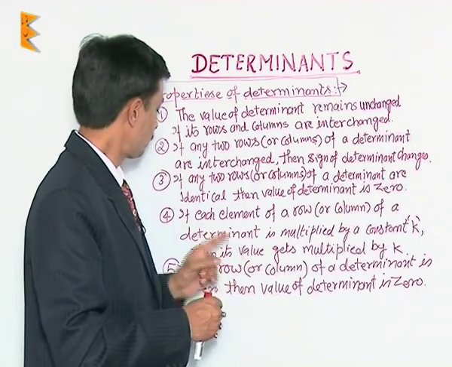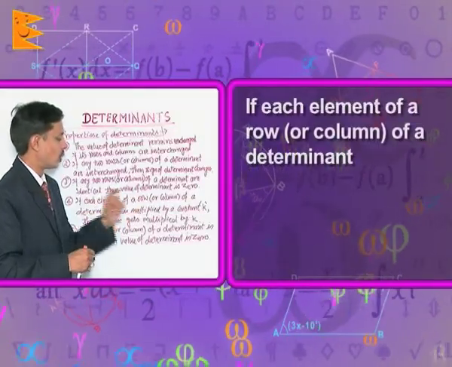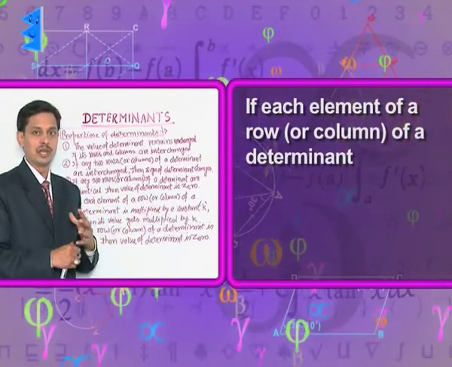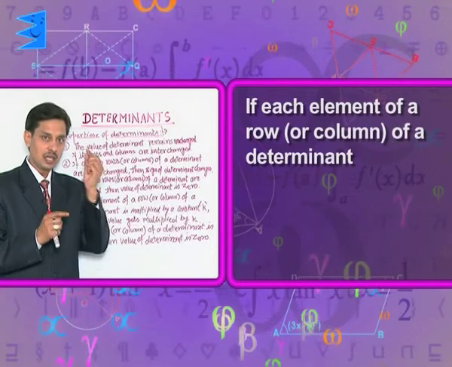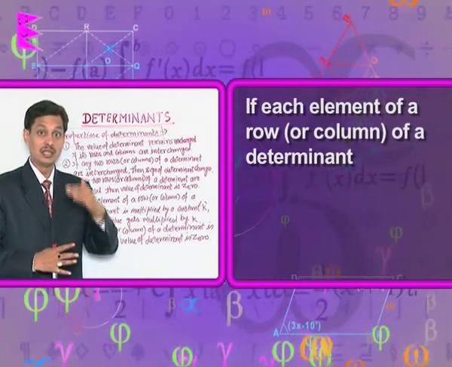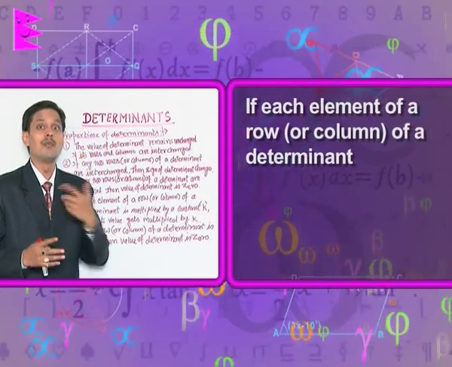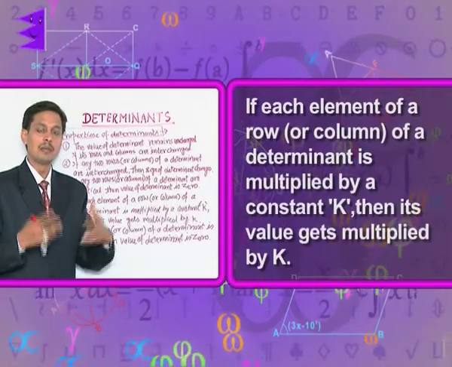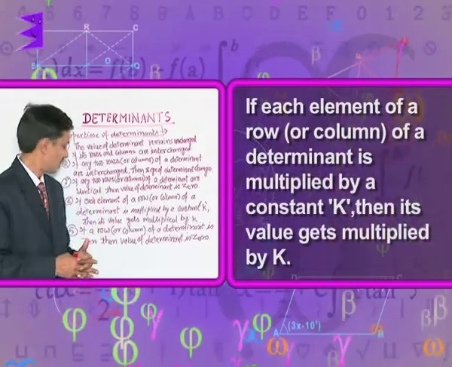The next property is, if each element of a row or column of a determinant is multiplied by some constant. If either a row or a column is multiplied by, suppose, 5, then the value of the determinant becomes 5 times. If it is multiplied by k, then the value of the determinant will become k times.